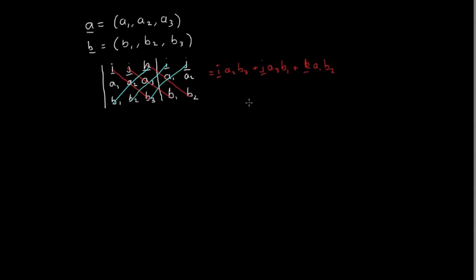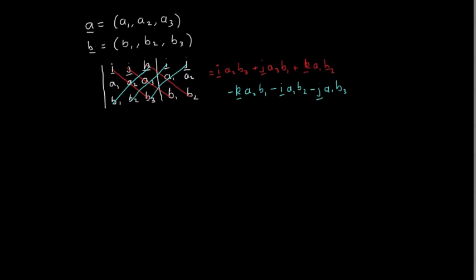This time, instead of adding them, I subtract them. So I'll start off with k times A2 times B1, subtracted i times A3 times B2. And finally we have j, which is multiplied by A1 and B3. So minus j multiplied by A1 and B3.